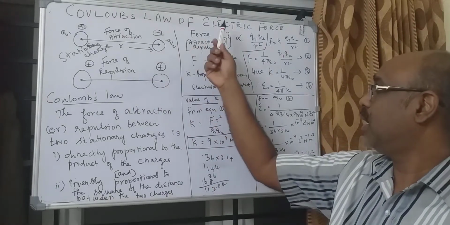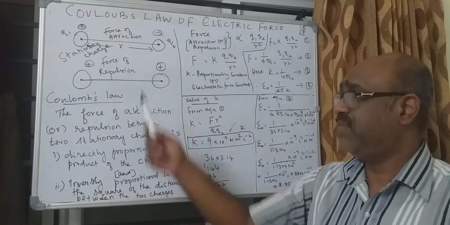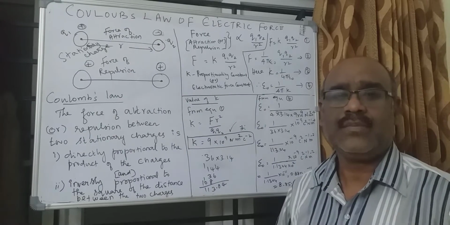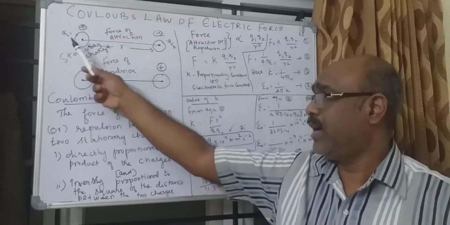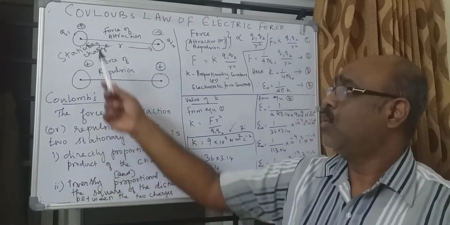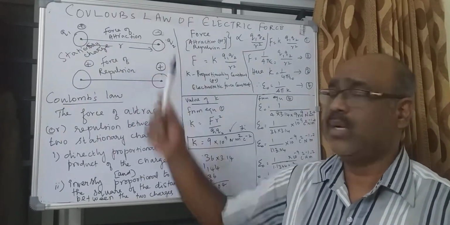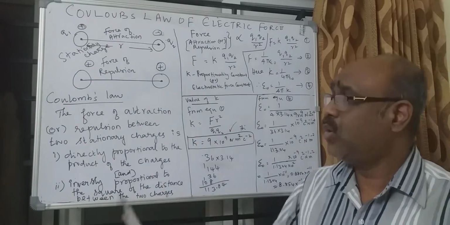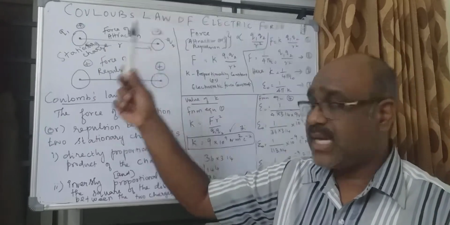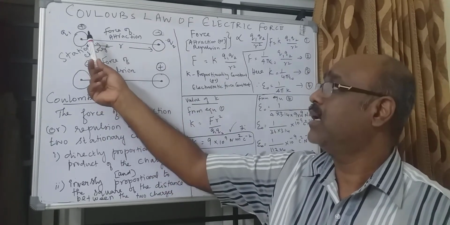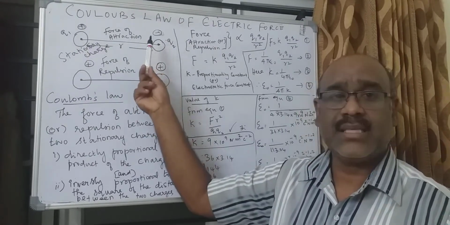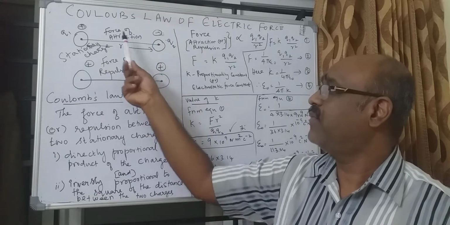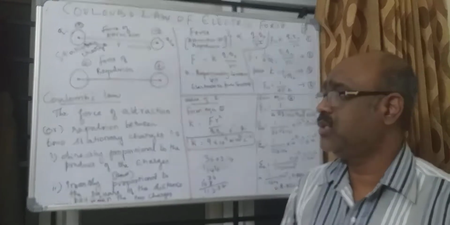Coulomb's law of electric force. To define Coulomb's law, let us take two charges. These are the two charges Q1 and Q2. One is the positive charge and the other one is the negative charge. And we know that like charges will be repelling each other whereas unlike charges will attract. So these are unlike charges. So there will be a force of attraction between the two charged bodies.